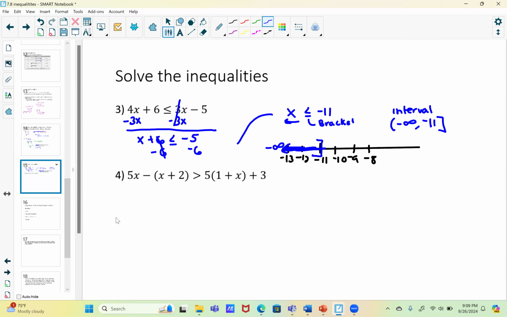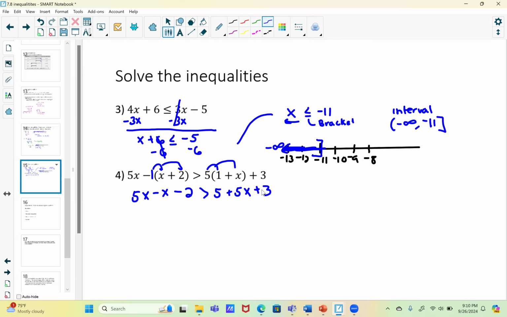Okay, and then again, you can pause these and check, but I'm just going to do this last one. So we're going to solve this one. Again, the first thing we do is clear the parentheses. Remember, this is like a -1 in front that I have to distribute to both of these. So I have 5x, -1 times x is -x, so it becomes -x. -1 times +2 is -2, greater than. We're going to distribute the 5. So 5 times 1 is 5. 5 times x is 5x plus 3.